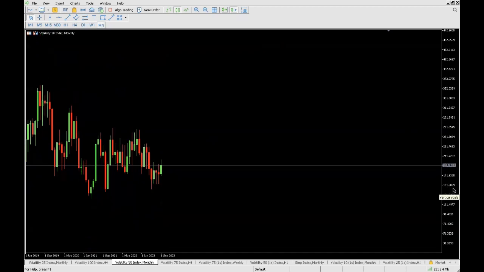Now I'm going to perform a top-down analysis, and the function of it is so that you can understand how we need to apply the different market structures while we're going down from the monthly, and then typically we want to stop on the H1 and M30 to make a decision.